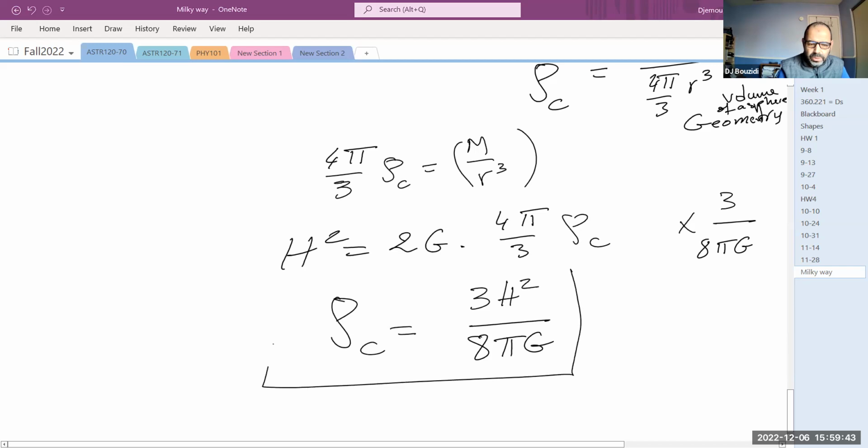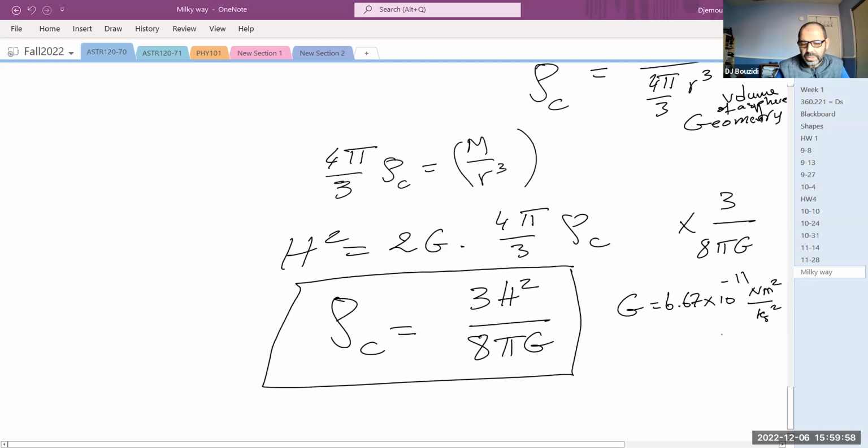You see why determining h is critical? Because g is just a constant. G is just Newton's constant, which is 6.67 times 10 to the negative 11 Newton meter squared divided by kilogram squared. Okay, so it's just a constant. But h, Hubble's constant, which has the units of 1 over second, by the way, it has the units of 1 over time. Remember, the age of the universe is 1 over h.